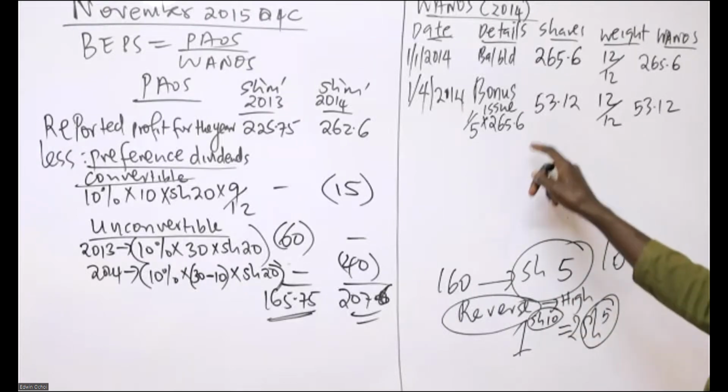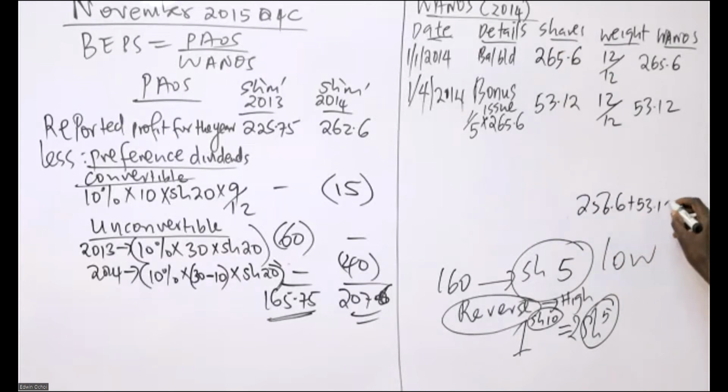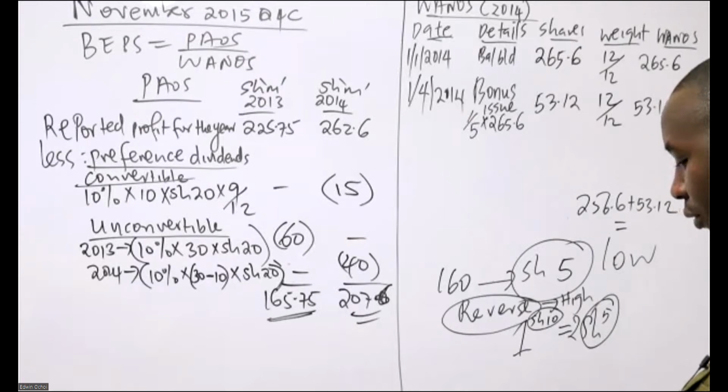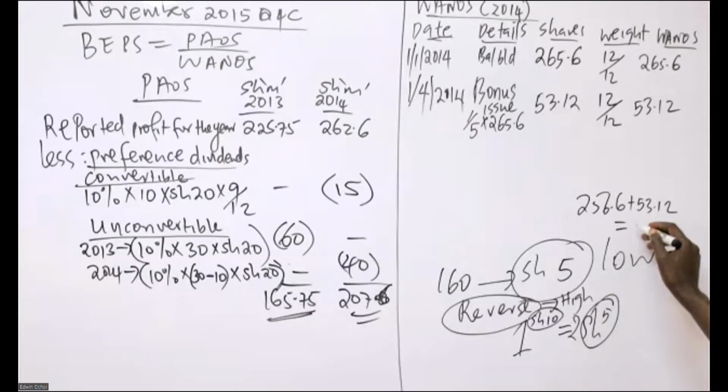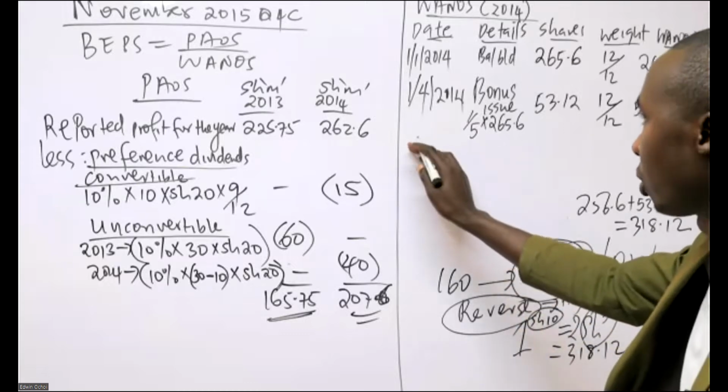So far, by this time, the shares we have are the total of 265.6 plus 53.12. So the total is 265.6 plus 53, so this is 318. So they are saying one new for this. So what about 318.12? Here, the reverse split occurred when?